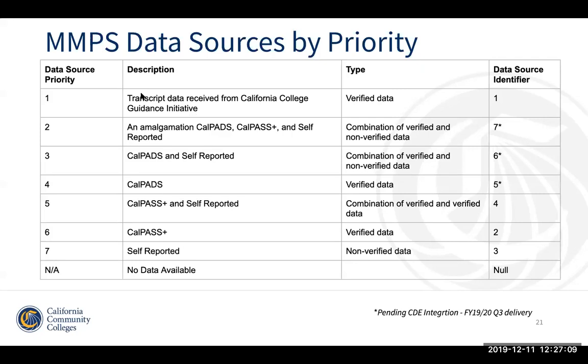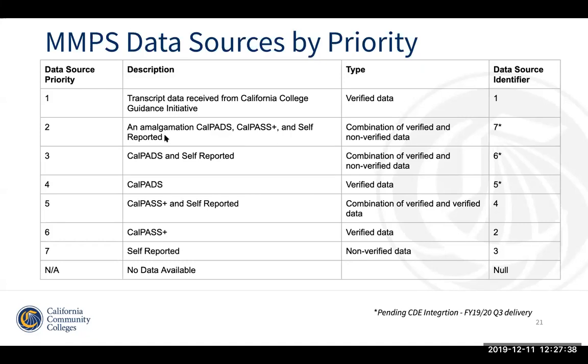So again, CCGI is going to be our most preferred source of data. Once we have the integration with CDE in place, we're going to be looking at pulling CDE information into the mix here. And so we have configured the system to be able to combine data sources together to provide the most accurate picture of the student's high school performance and history.